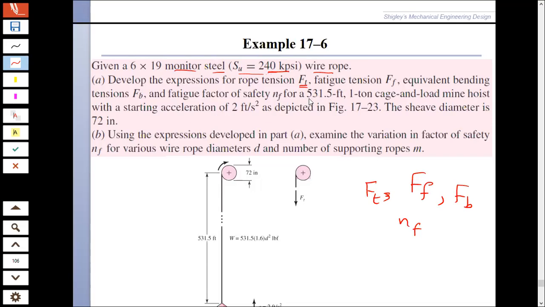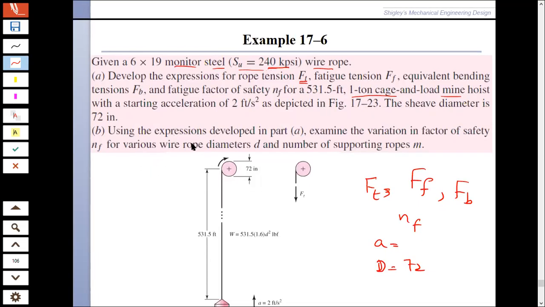for a 531.5 feet, 1 ton cage. So this is the weight of the cage, and load mine hoist with a starting acceleration. So you are given a, as depicted in the figure. The shoe diameter is 72, so you are given D, 72.